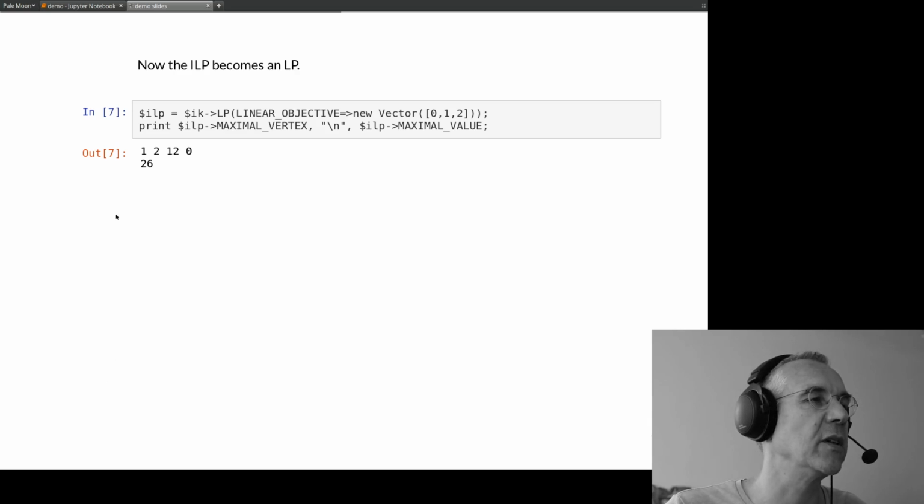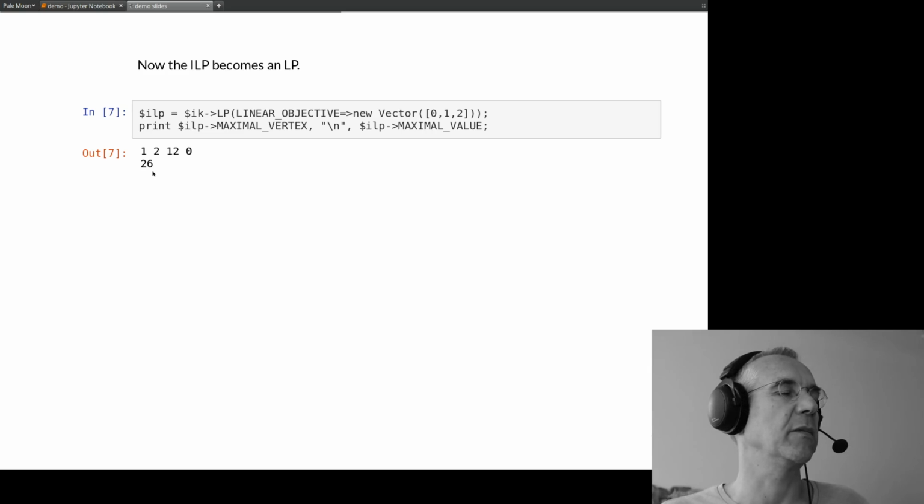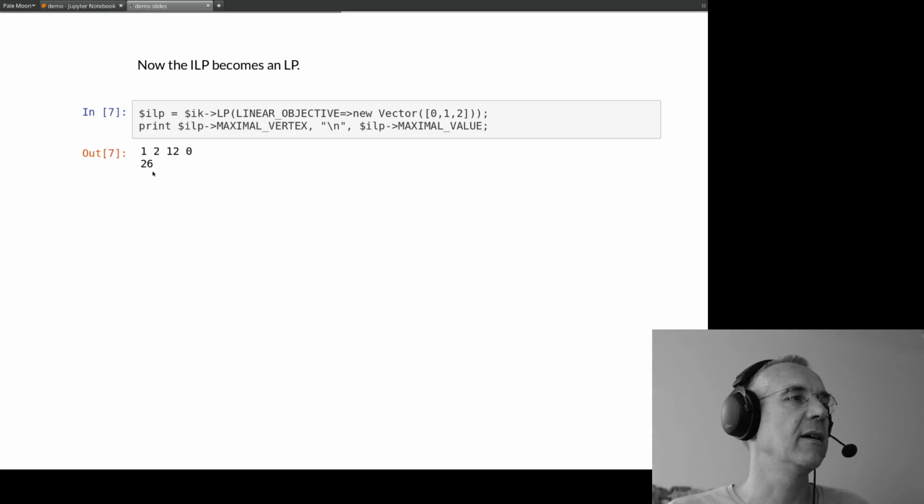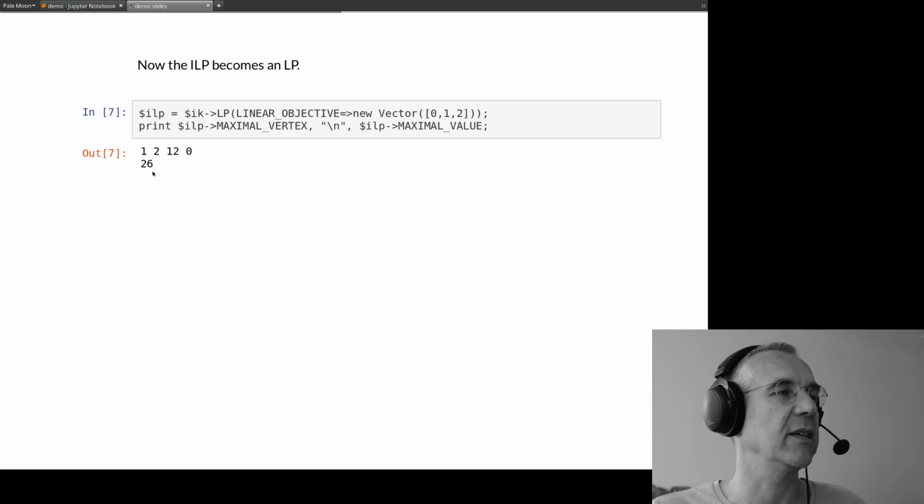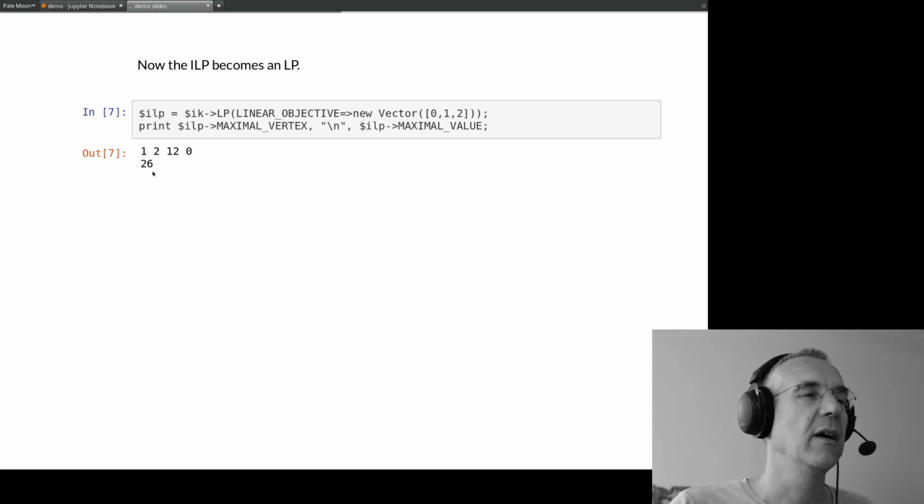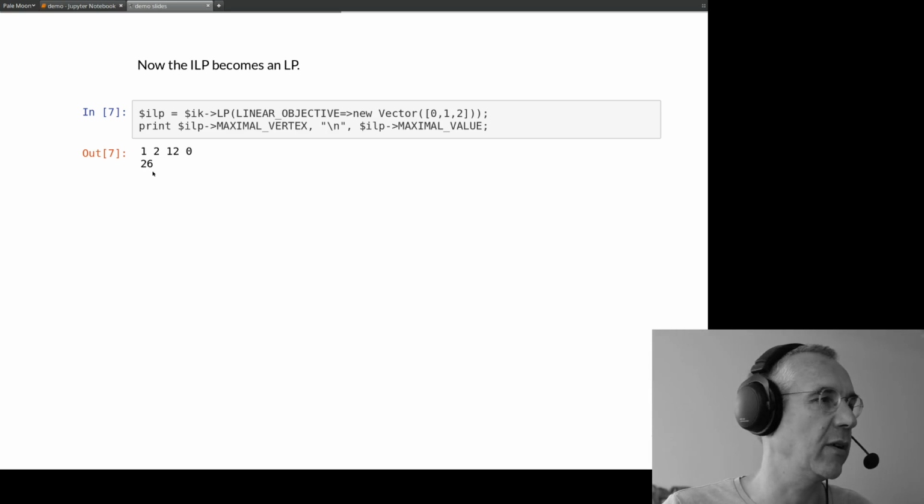Look at an optimal solution, which is unique in this case, and the optimal value. The optimal value is 26, that's the integer optimal value, and the fractional optimal value was 80 over 3. 26 times 3 is 78, so the integer optimal value is strictly smaller than the fractional value, and this is why knapsack polytopes are interesting.